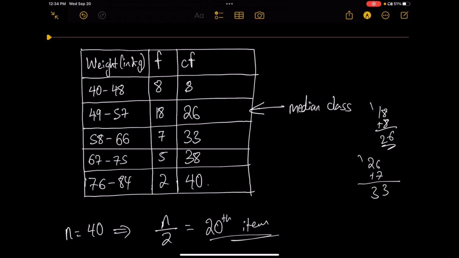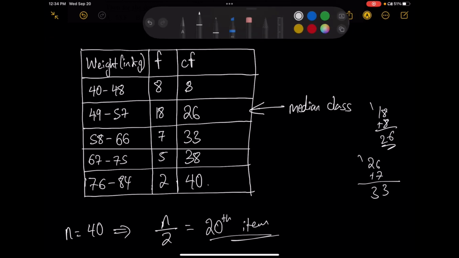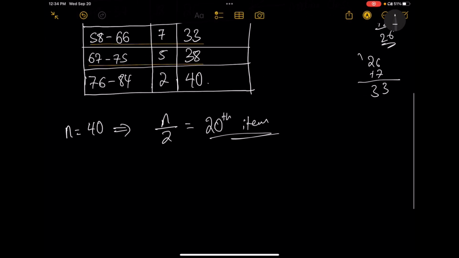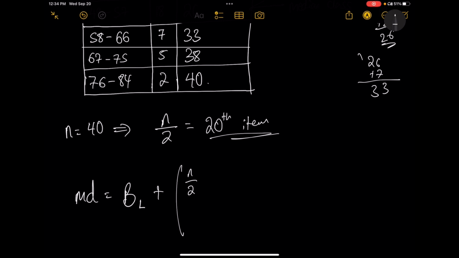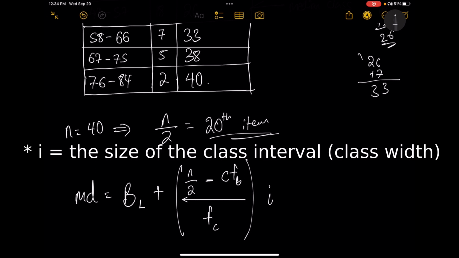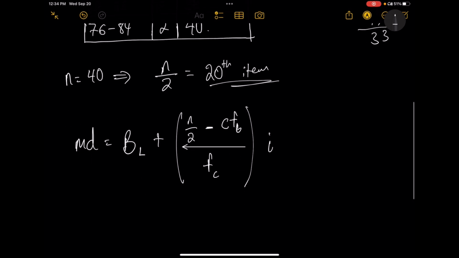Now that we have determined the median class, what do we do? We write the median formula. The median is equal to the lower class boundary of the median class plus n over 2, which we have already calculated, minus the cumulative frequency of the class before, over the frequency of the median class, times i, the class interval. This is how we calculate the median for a grouped frequency distribution table.